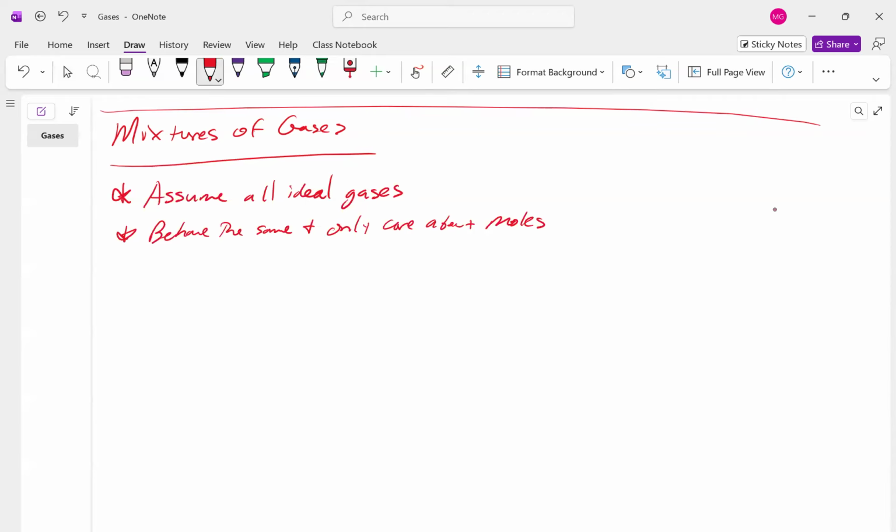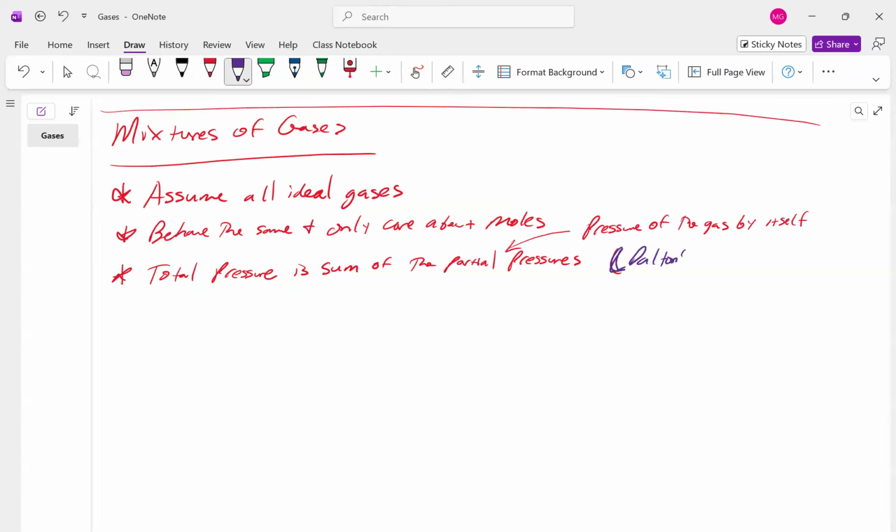And so the total pressure, when we put all those gases together in a container, we can know the total pressure because it is the sum of the partial pressures. Now, what does that partial pressure mean? That's the pressure of the gas by itself. And this is something known as Dalton's law of partial pressures.